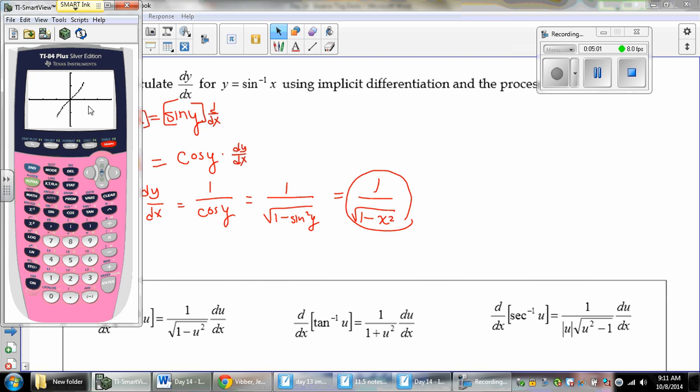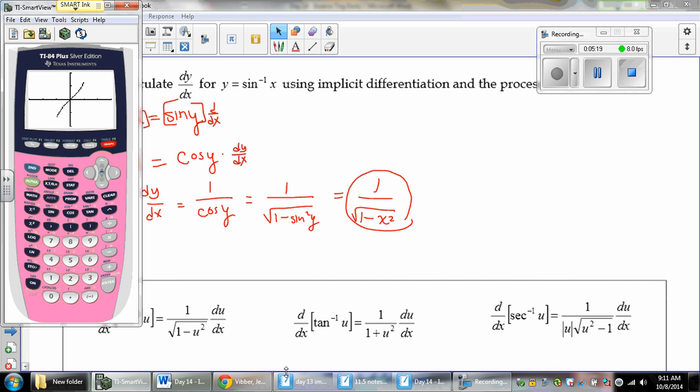Inverse sine is a function that's always increasing, therefore its derivative should always be positive, therefore I ignore the negative on the square root. So that's why instead of plus or minus on the bottom, I just put plus square root of 1 minus x squared.